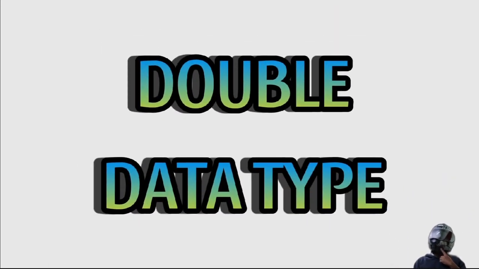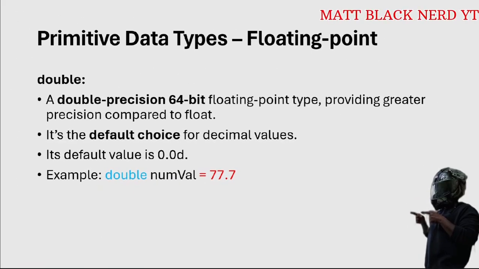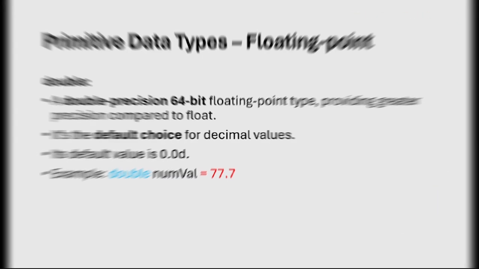What is the double data type? Double is a double precision 64-bit floating point type, providing greater precision compared to the float data type. It is the default choice for decimal values. Its default value is 0.0d. In this example, numval is a variable of type double. Specifying the suffix letter d at the end of the number to indicate a double literal is optional for the double data type.